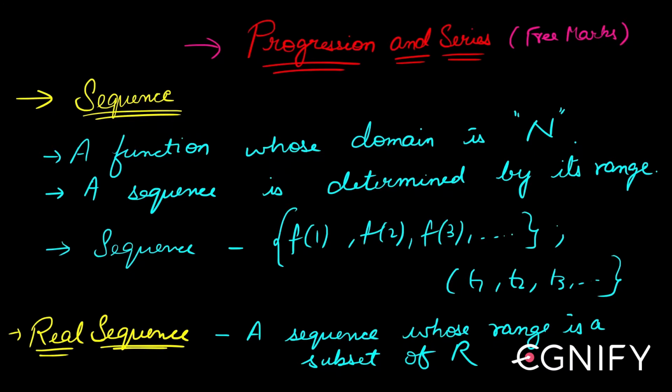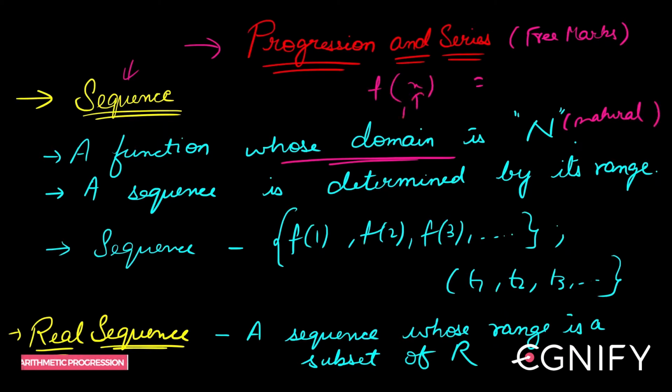So let's move on to understanding what a sequence is first of all. A function whose domain is N, where N is your natural numbers. So you have a function f of x, where your x can be any natural number, right? 1, 2, 3, and so on. Such a function is called a sequence.